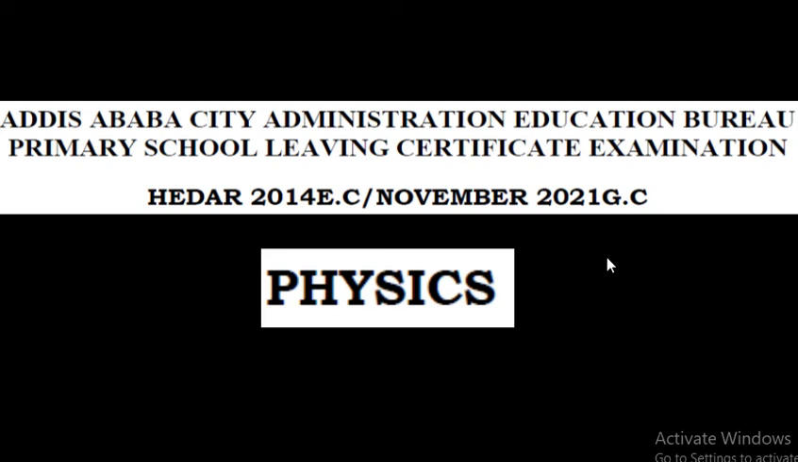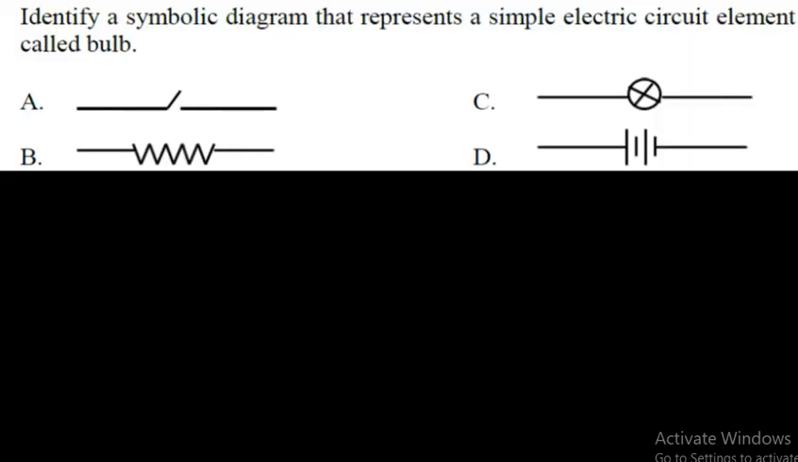Hello everyone, we are here to solve physics national exam papers from previous years. The first question here: identify the symbolic diagram that represents a simple electric circuit element called a bulb. Particularly, we are asked which one of the following represents the bulb.